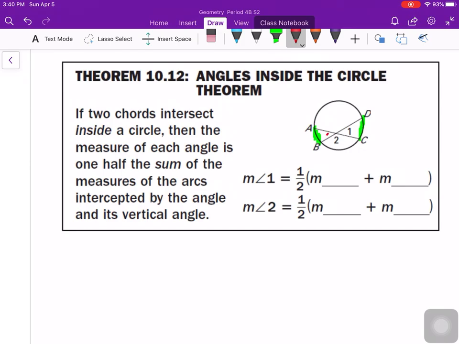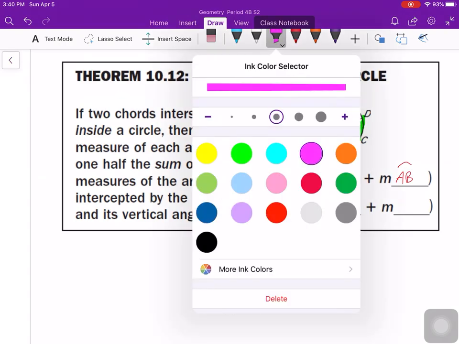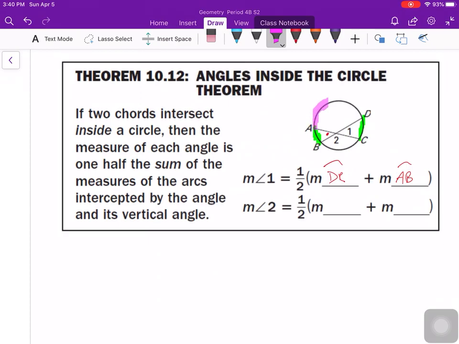So if I put a red dot on the vertical angle there. So those are the two arcs that are intercepted. So then it's half of the measure of those two arcs. So the measure of arc DC and the measure of arc AB. Okay, so then angle 2, if I switch colors here, angle 2 is going to be this arc corresponds to it, and this arc corresponds to it. So if I switch, the measure of arc AD and the measure of arc BC. So you'd add those two arcs together and then divide by 2.